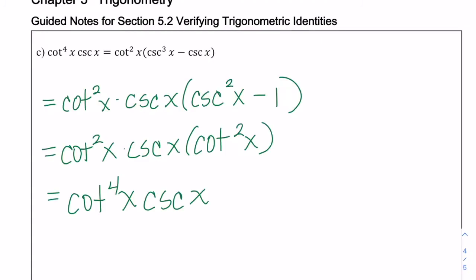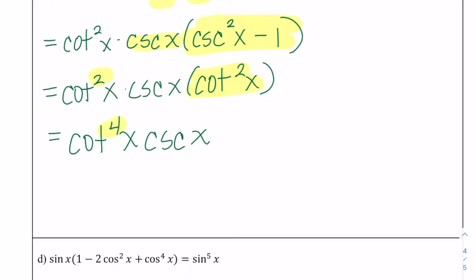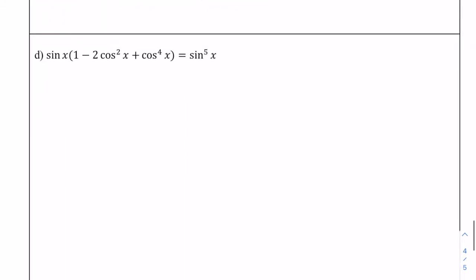On the right side, you can see that you can factor out a cosecant of x, and you're left with cosecant squared of x minus 1. And we know that's a Pythagorean identity. We substitute that with cotangent squared, and then we can combine the cotangents. So we have cotangent raised to the 4th times cosecant of x. All right, go ahead and try our last example for this lesson. Pause the video and come back to check your answer.